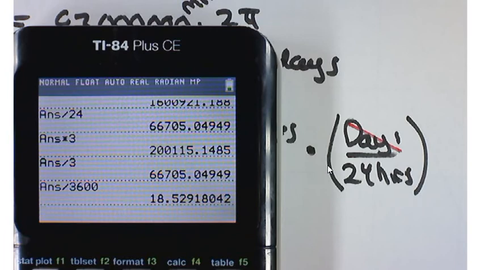There you go. List of accomplishments. Yeah, put that on your resume. Huh. I can travel 18.5 miles per second.